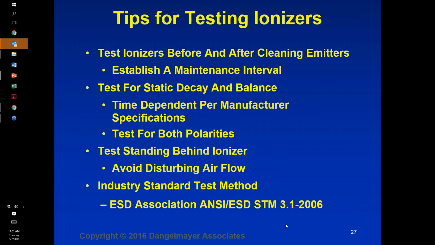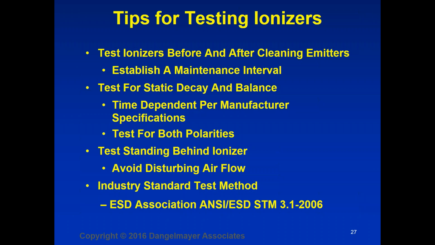It's only when you check it 1 month and you find that it's no longer meeting your performance requirements that you know that 1 month less than that is your maintenance interval. When you're doing testing, you're going to test for the static decay and balance of the ionizer. We call this the discharge time and the offset voltage.